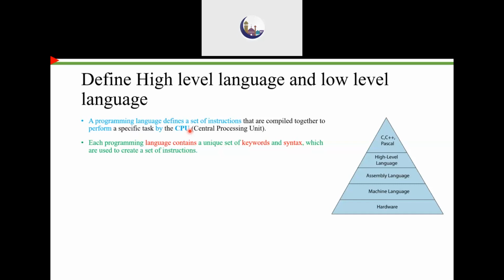So when we are talking with the CPU, when we are instructing this CPU, then we need to talk in terms of programming language. So take any programming language, it contains a unique set of keywords and syntaxes. Keywords are those words which have their meanings already understood by the computer. So these keywords we'll use in a proper grammatical form. That grammatical form is nothing but syntax.